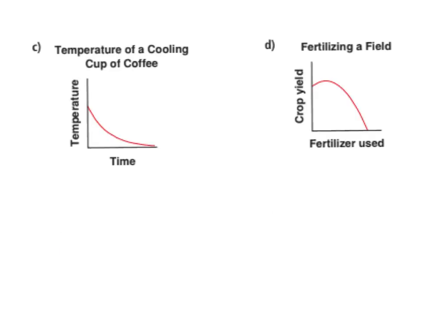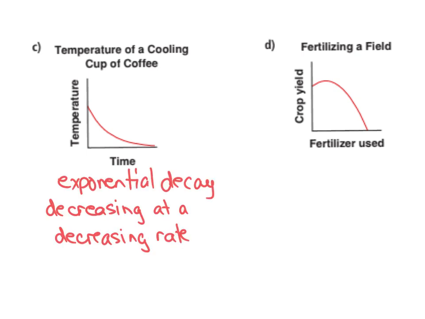So here we have the temperature of a cooling cup of coffee. This is also exponential, but in this case, it's exponential decay because the temperature of the coffee is decreasing, but at a decreasing rate. And note that the temperature of the coffee is never going to zero. It will only go to room temperature.